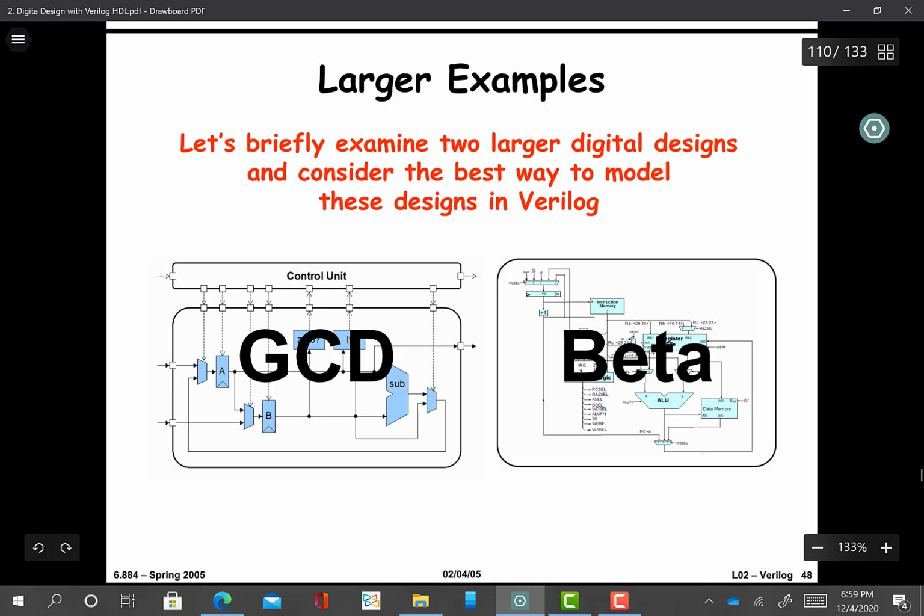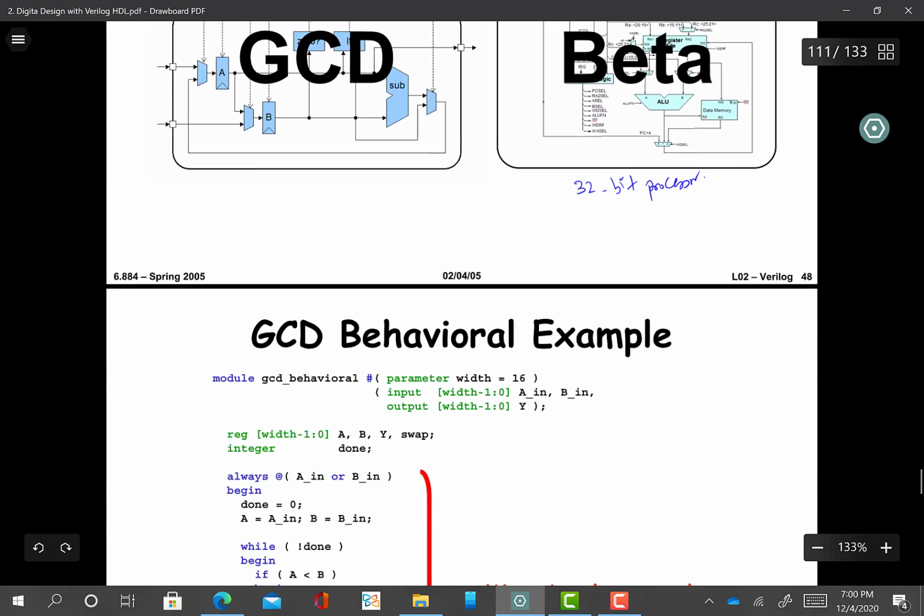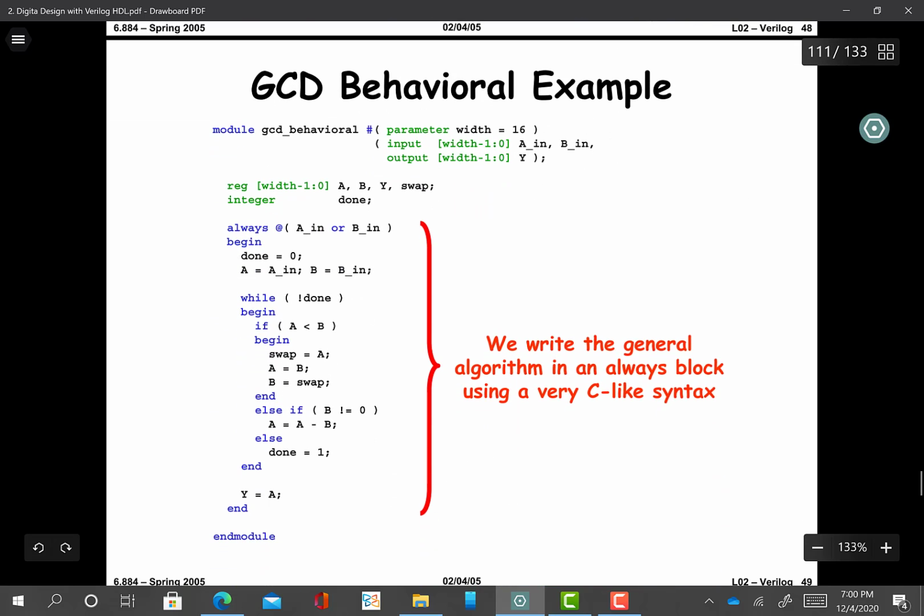Okay, so welcome back. Now we consider examples which are larger than what we have discussed so far. Again, we will be seeing control unit and data path. One is greatest common divisor, or GCD, and the other is a 32-bit processor, which is called Beta.